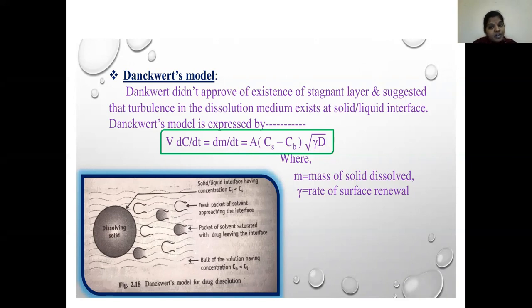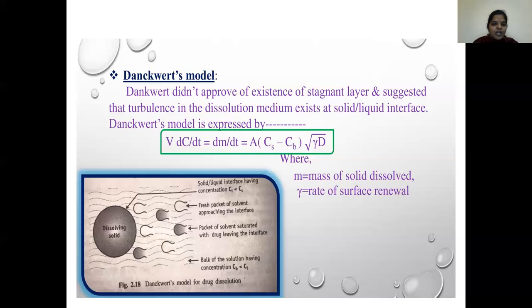In the case of diffusion layer or film theory, there is a formation of a stagnant layer at the SL interface, solid and liquid interface. And Danckwerts suggested that there is a creation of turbulence in the dissolution medium which exists at the solid liquid interface. Instead of a stagnant layer, here turbulence is there. Remember that the stagnant layer is present in the diffusion layer or film model theory. In the Danckwerts model, there is a presence of turbulence at the solid liquid interface.